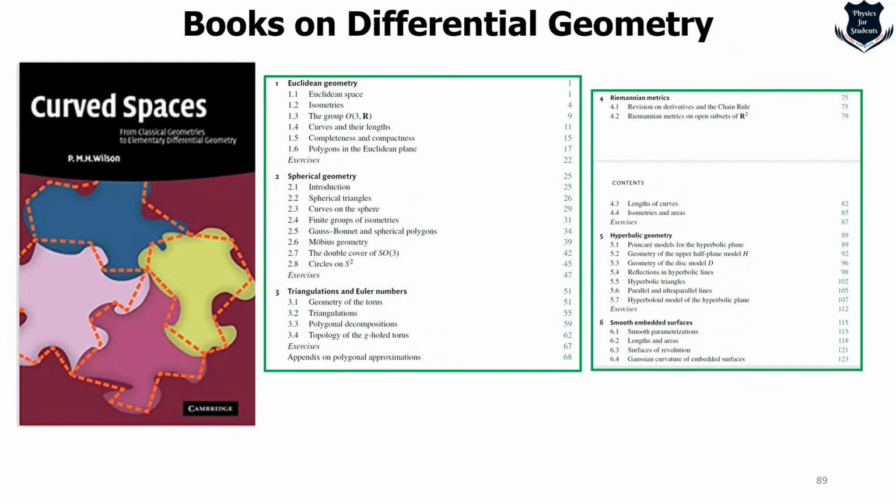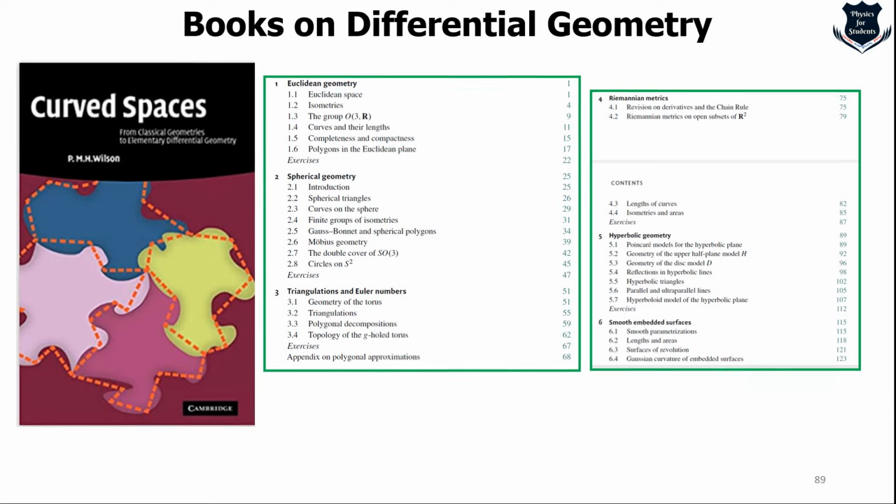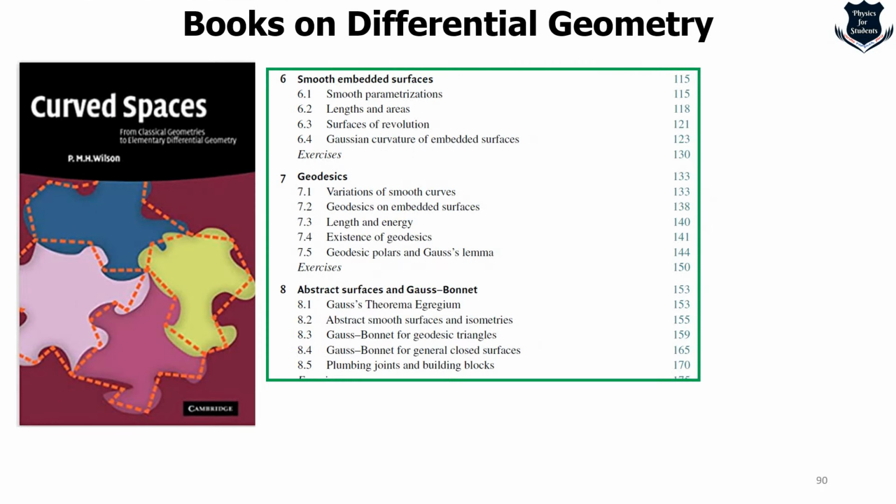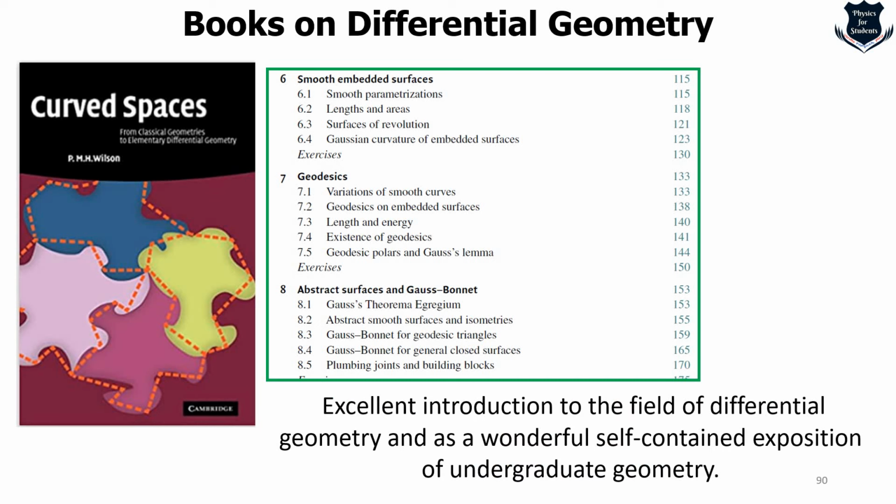Now this is also quite good because it starts with Euclidean geometry and goes into spherical geometry, then triangulation and Euler numbers, hyperbolic geometry. So these are definitely differential geometry, but we are going step by step. Then it goes to geodesics, the Gauss-Bonnet theorem, and so on. So it is an excellent introduction to the field of differential geometry, and it is a self-contained exposition of undergraduate geometries. That is what is important. It should be very self-complete, and it should not assume anything.